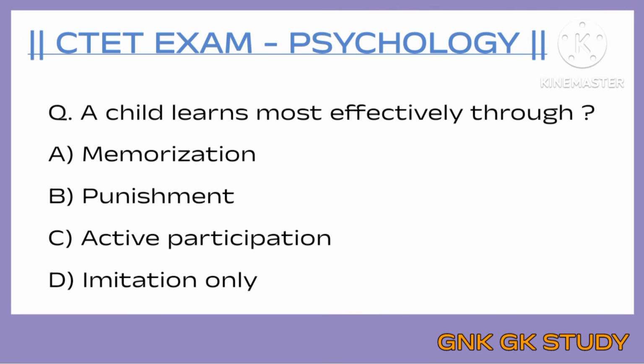A child learns most effectively through A. Memorization, B. Punishment, C. Active participation, or D. Imitation only. Correct answer, C. Active participation.